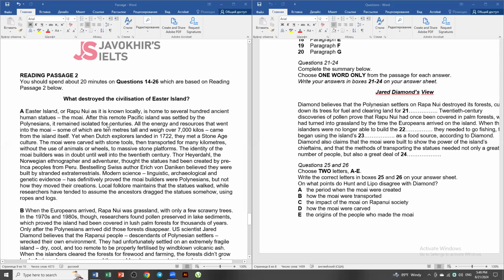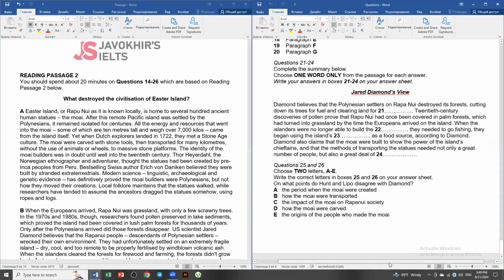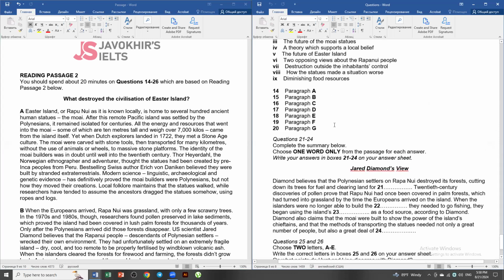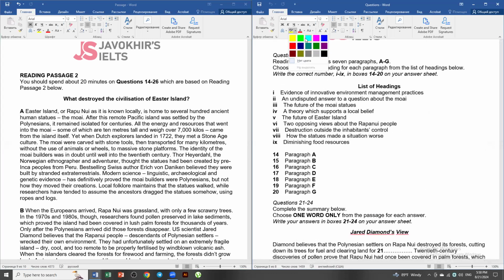So in this reading passage two, we have something about Easter Island. They're saying what destroyed the civilization of Easter Island, meaning Easter Island was developing in some way, and then there was a destruction of it. So there's something that came against the civilization of Easter Island. When you look at the questions and try to identify them, once you understand the format, it actually becomes easier for you to navigate through the answers.